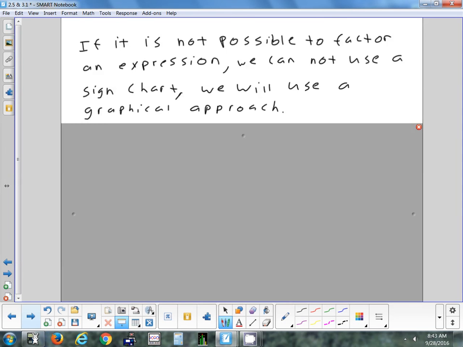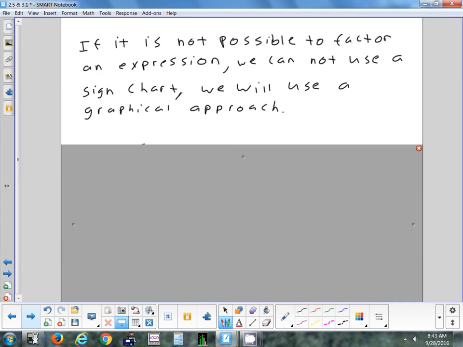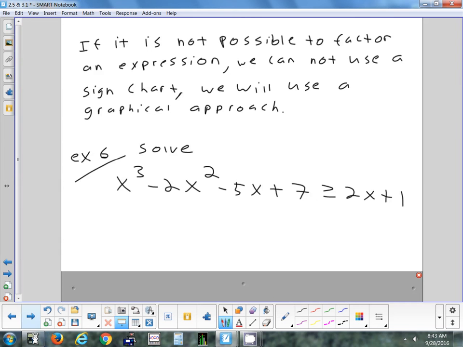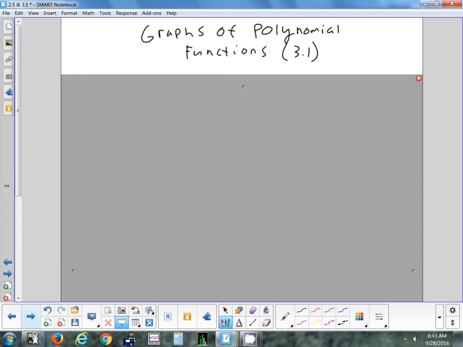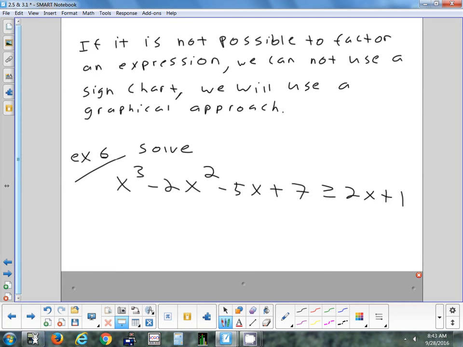All right. So if you cannot factor the expression, you can't use the sign chart method, then we'll graph it. Okay, and this will be the last thing in 2.5. I have 2 methods I can use graphically to solve this. What's one method I could use? About Andrew? What's one method I could use to solve this?